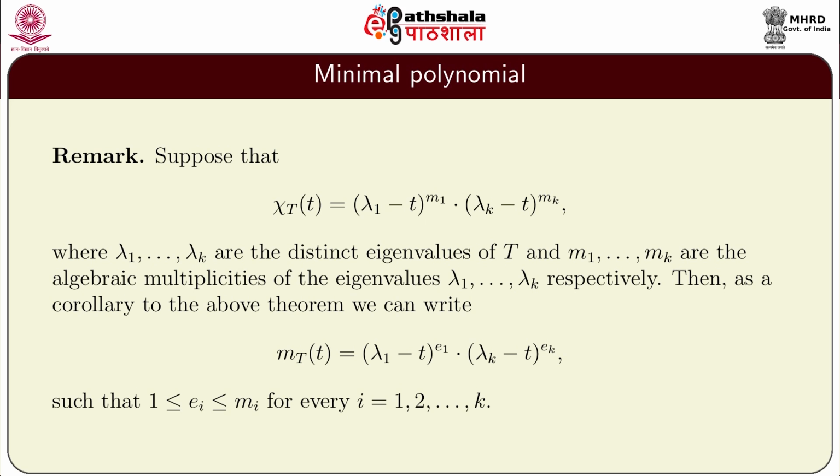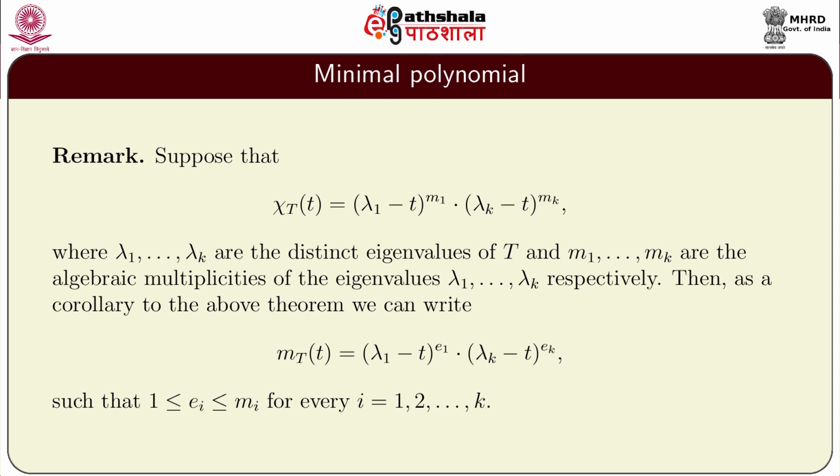A remark: suppose that the characteristic polynomial chi T is given by this factorization, that is (lambda 1 minus t) raised to m1 and so on up to (lambda k minus t) raised to m k, where lambda 1 etc. up to lambda k are the distinct eigenvalues of T and m1 etc. up to m k are the algebraic multiplicities of the eigenvalues lambda 1 etc. up to lambda k respectively.